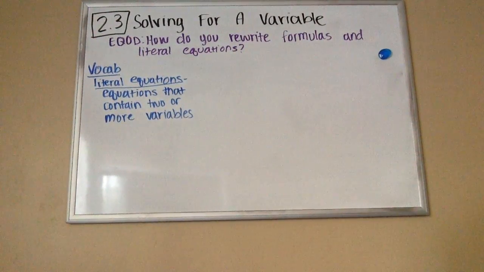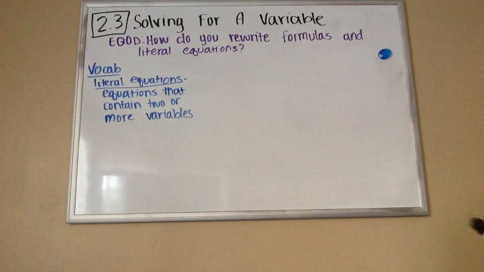Alright, here is section 2.3, solving for a variable. Sounds pretty simple, right? Sounds like what we've been doing. This is actually a pretty complex lesson. We've got to really start thinking outside the box, being really comfortable with variables. So our essential question: how do you rewrite formulas and literal equations? And we'll see what that really means.